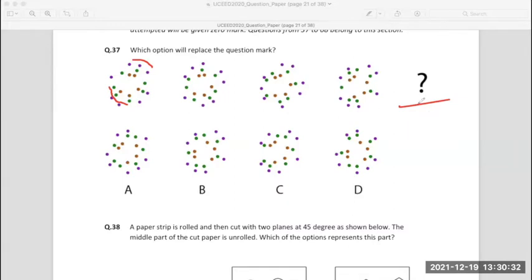Anybody came with the answer? Ma'am, option D. Okay, somebody says option D. Anybody else? Did you check both the green and the purple dots?